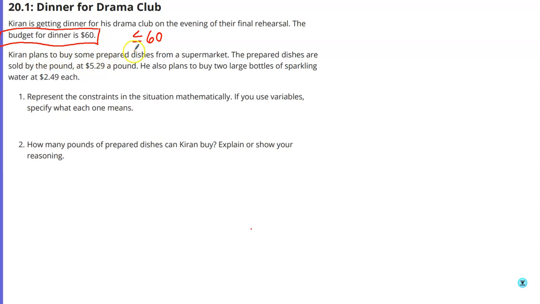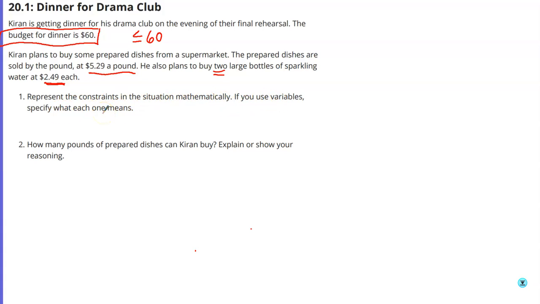Okay. Now let's find out what else we know about the scenario. Kieran plans to buy some prepared dishes from a supermarket. The prepared dishes are sold by the pound, so each prepared dish is $5.29 a pound. And he also plans to buy 2 large bottles of sparkling water that are $2.49. And he's only going to buy 2 of them. So represent the constraints in the situation, and if I use variables, I need to tell what they mean.